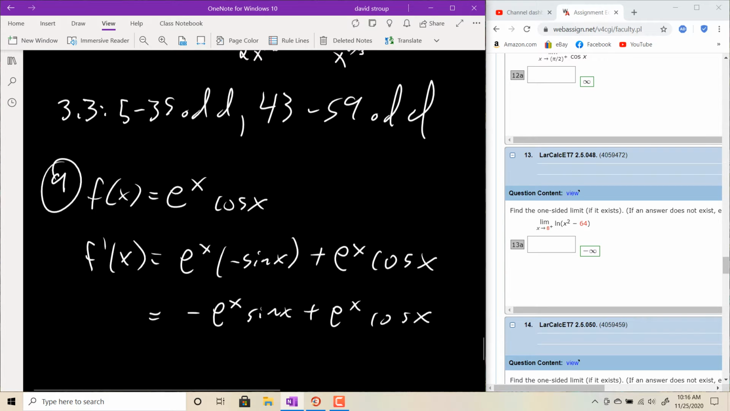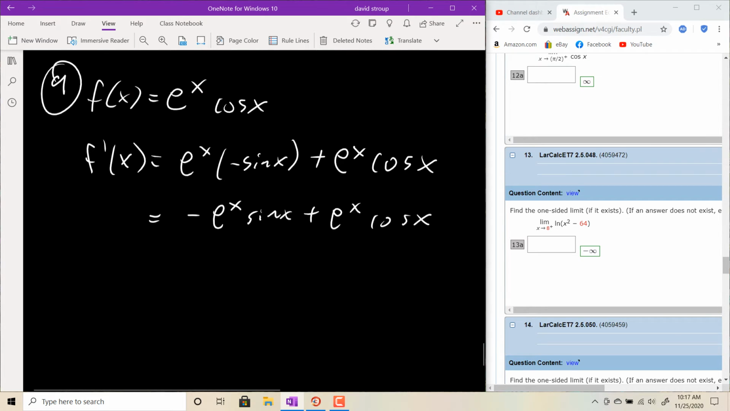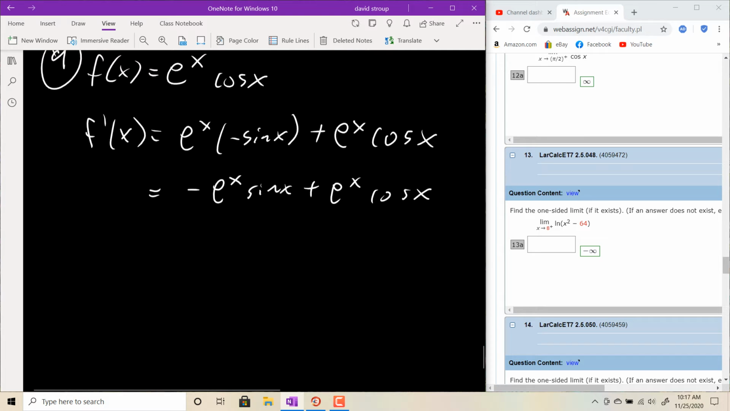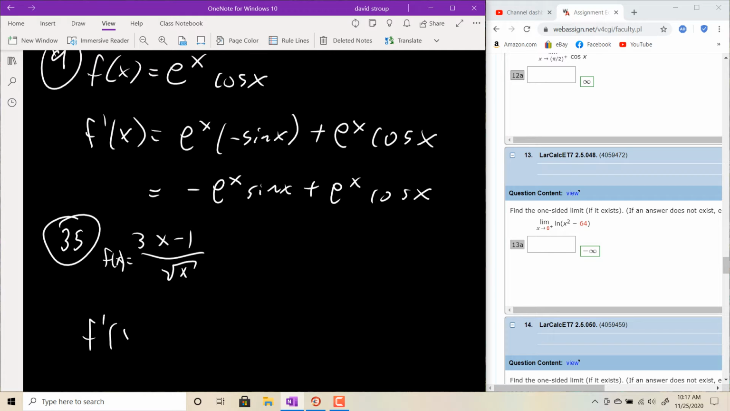Okay. Also need to know quotient rule. So let's look at a quotient rule. And let's look at 35. So we have f of x equals 3x minus 1 all over the square root of x. So you could just split this up. Let's do the quotient rule when in Rome.